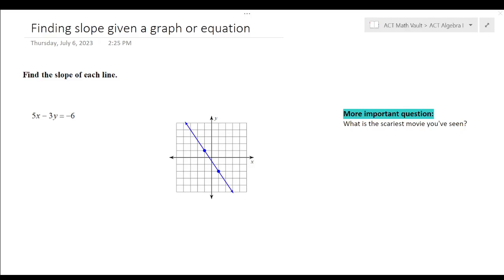Hi everyone, in this video I want to talk about finding the slope of a line given its graph or its equation. And to make sure we don't take ourselves too seriously, let's think about the fun question.